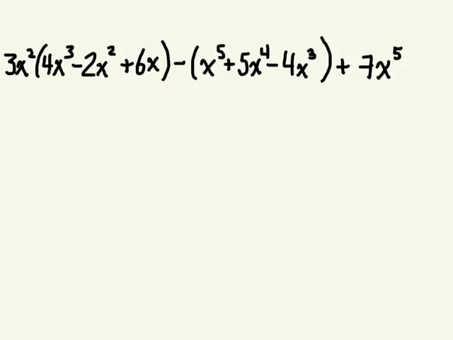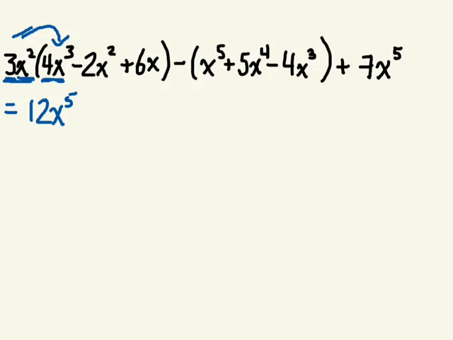Okay, so we want to use the distributive property to expand the products, to get rid of the brackets. So the first thing we have is 3x squared, and we need to distribute it to each term. So we're going to multiply the coefficients first. What's 3 times 4? 12. Then we need to apply the exponent law. Well, what's x to the power of 2 times x to the power of 3? X to the power of 5, good. We add the exponents because they have the same base.